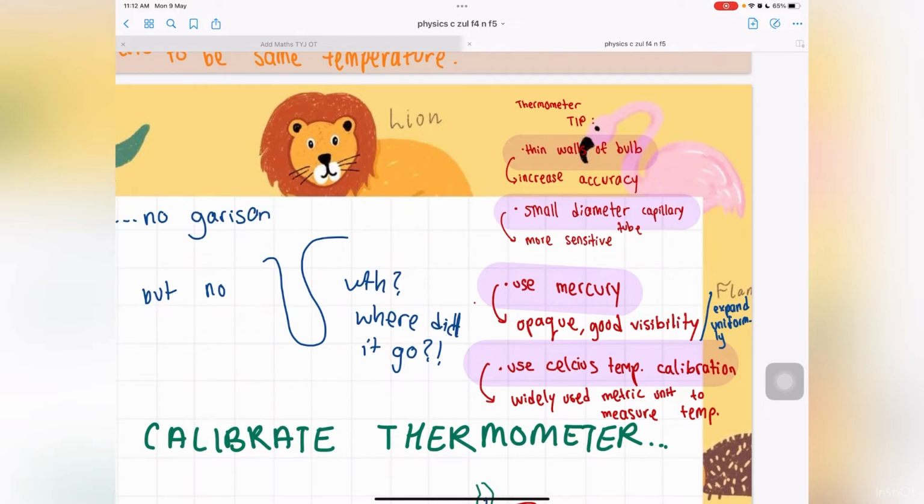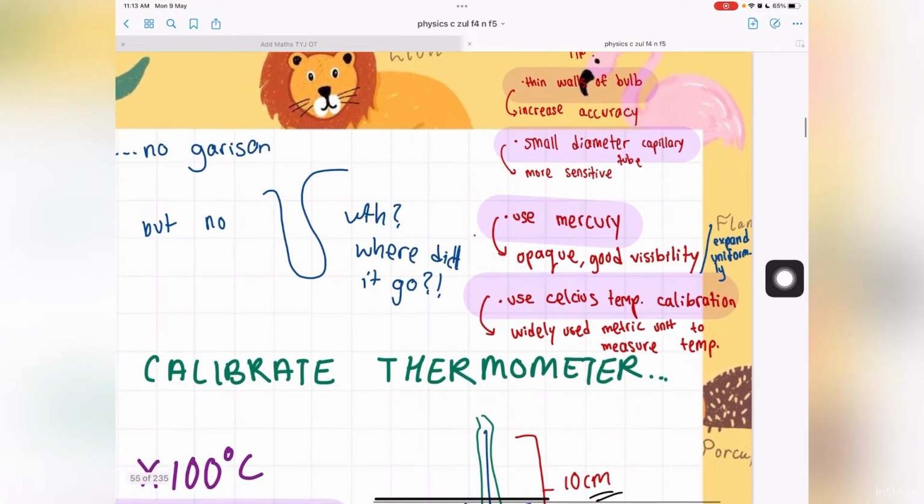So basically, for your thermometer, you have to have thin walls of the bulb itself. Why? To increase accuracy. You have to make sure the capillary tube itself has a small diameter so that it's more sensitive. And then you have to make sure that you're using mercury. Because why? The liquid, it depends, okay? Because it depends if you're in a hot or cold region. But usually we use mercury because it's opaque and it has good visibility. And another point is that it expands uniformly.